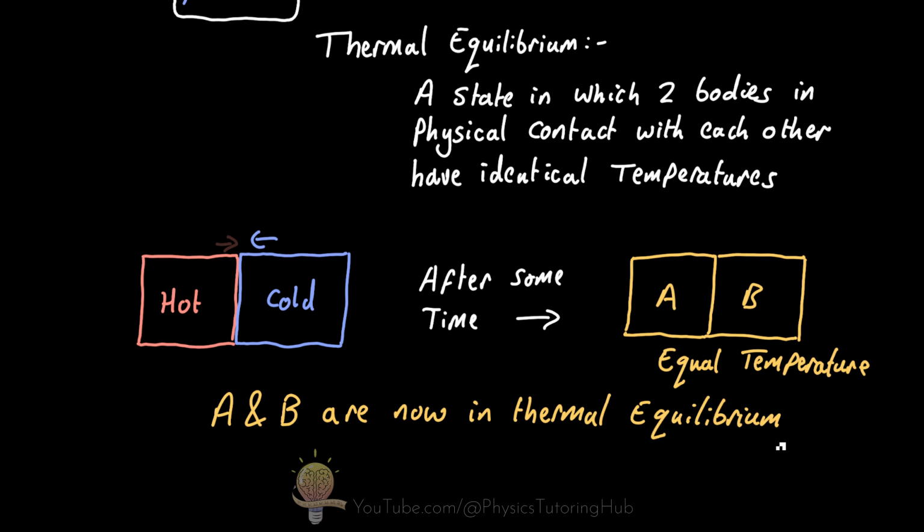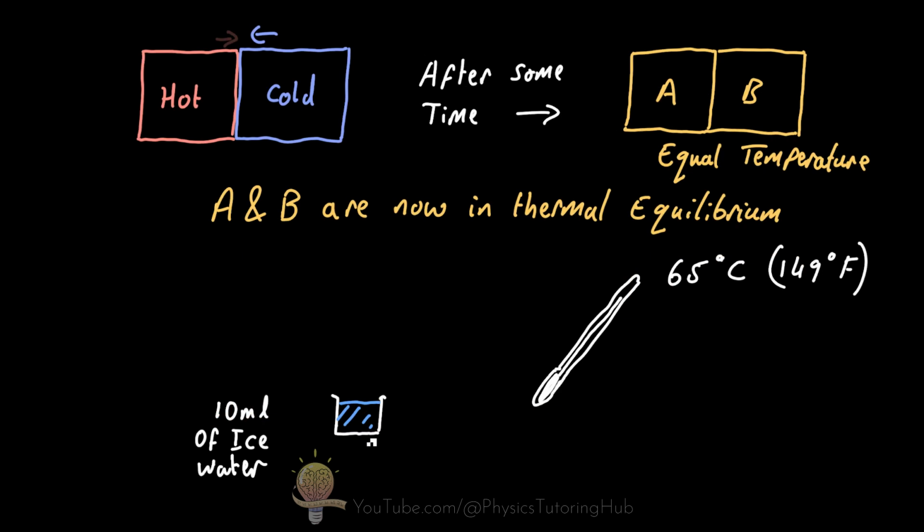So what would likely happen if our thermometer had a very high temperature, for example 65 degrees Celsius or 149 degrees Fahrenheit, and then we place it into a very small amount of ice water, say 10 millimeters of ice-cold water? What would happen to this small amount of water?